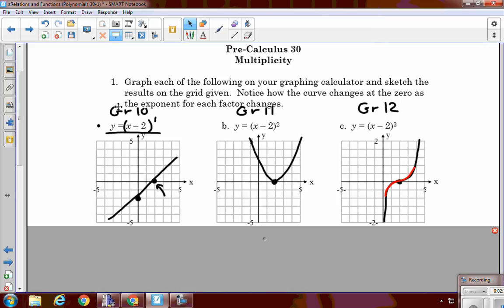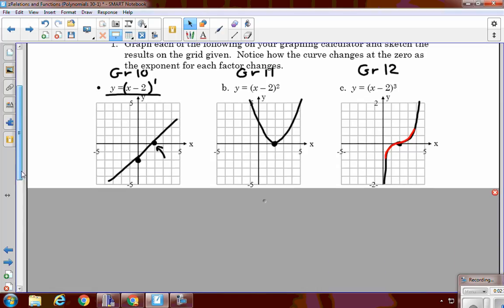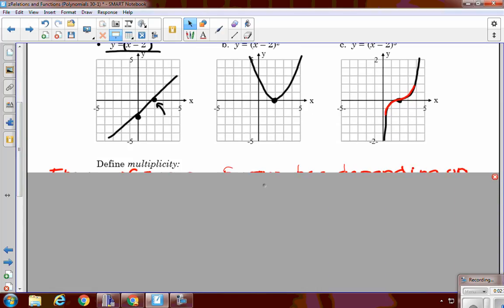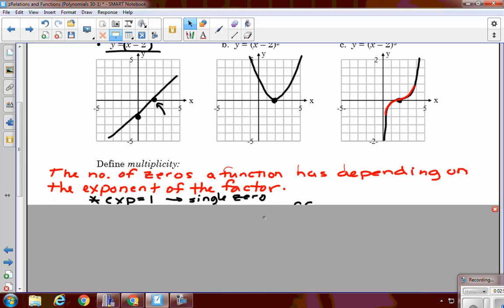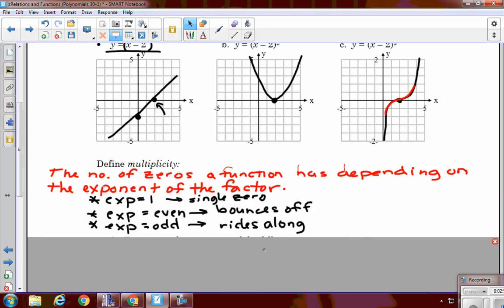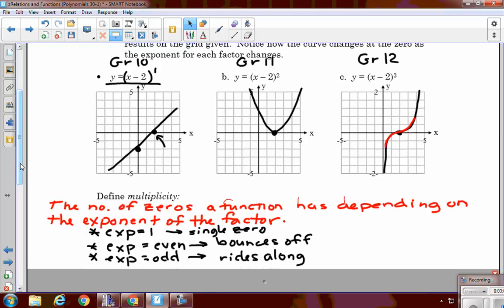Now, these are all related to something called multiplicity. So if we examine what that means down here, we see the definition. It's a simple definition: multiplicity is the number of zeros a function has at a point depending on the exponent of that factor. So when we talk about it, it's going to be something like this. If the exponent is 1, like it was in this grade 10 example, it just has one single zero at that point. It just goes right through.